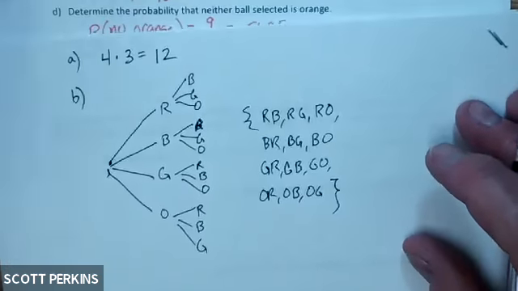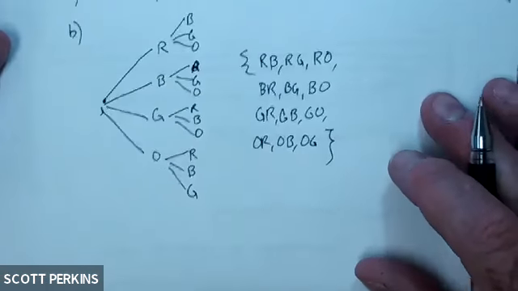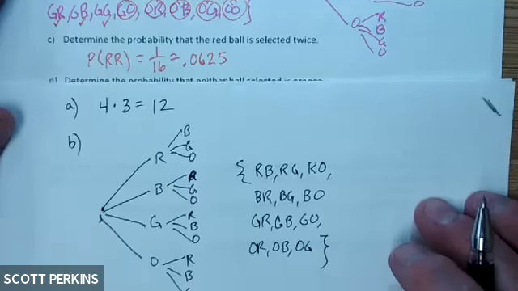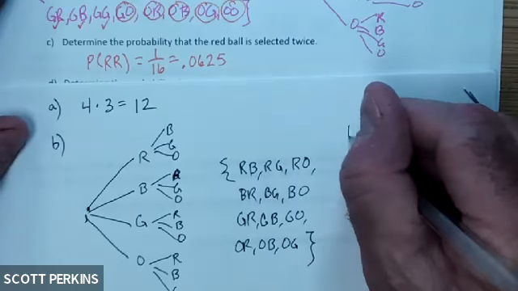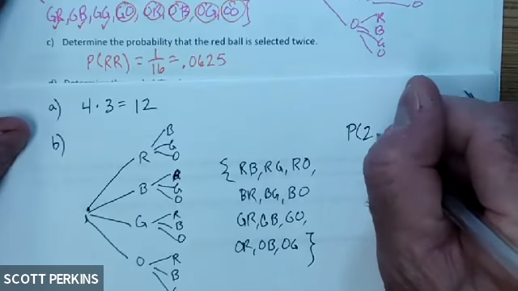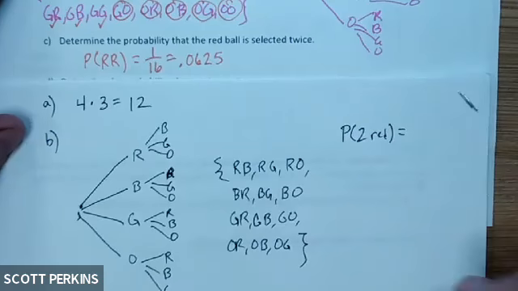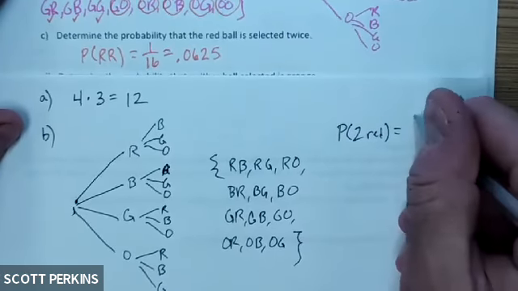I mean, we can do all 3 of these problems. I just had to do the last one because it's the only one that's kind of interesting. So what's the probability that a red ball is selected twice? So what's the probability of 2 red? Well, how many times does that happen? 0. So the probability is 0.